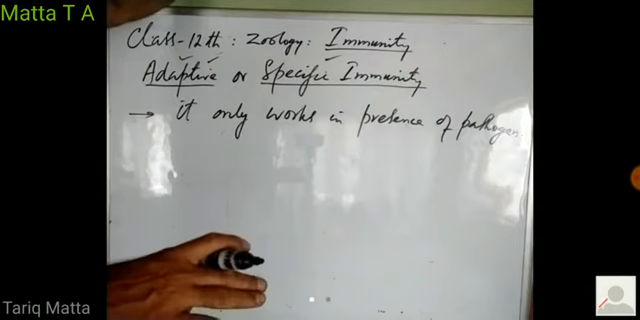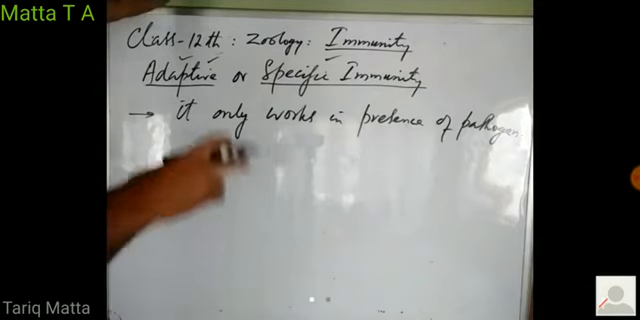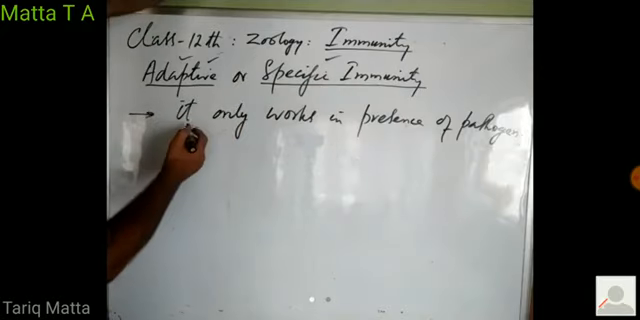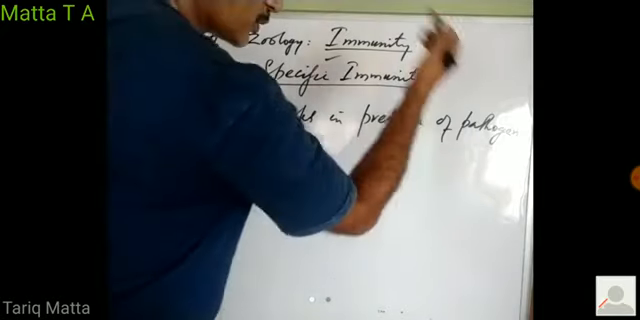If pathogen is not present in the body, this immunity is not developed. So that is its first distinguishing property. It only works in presence of pathogen, right?